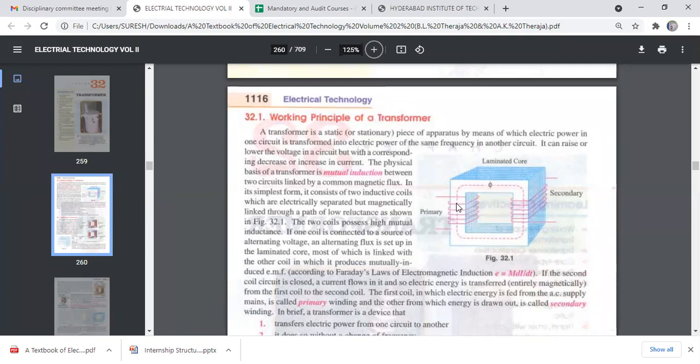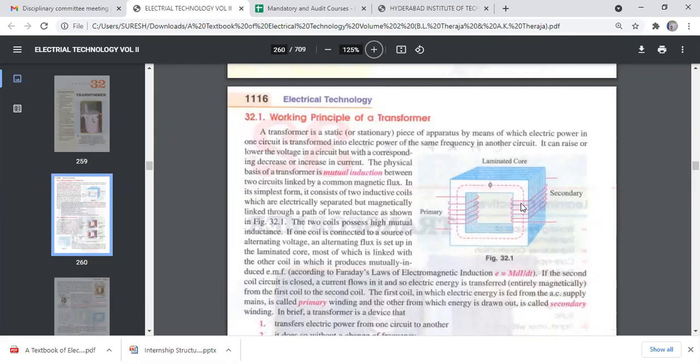Depending upon the number of turns, the voltage will be increased or decreased. If N2 is greater than N1, the voltage will be stepped up. If N2 is less than N1, the voltage will be stepped down. We are stepping up or stepping down the voltage with the help of a transformer.